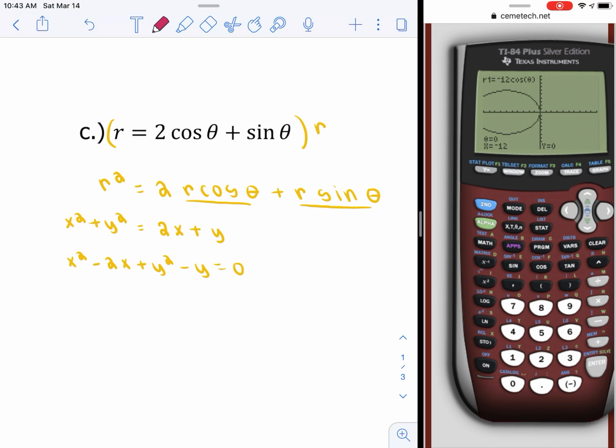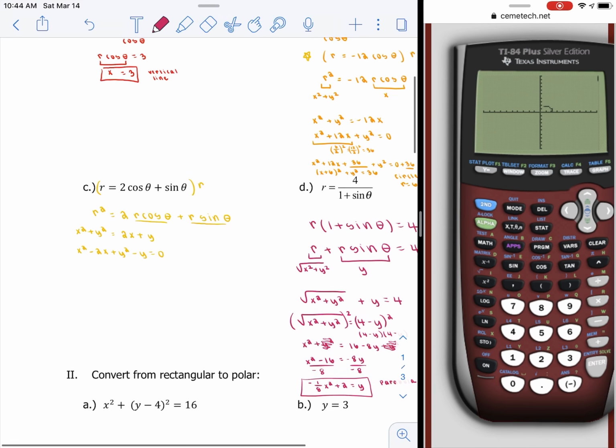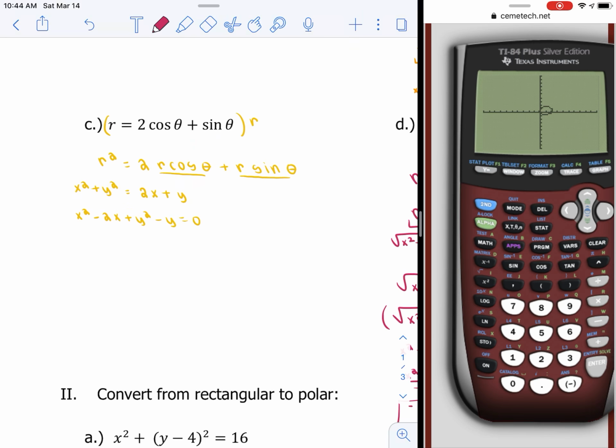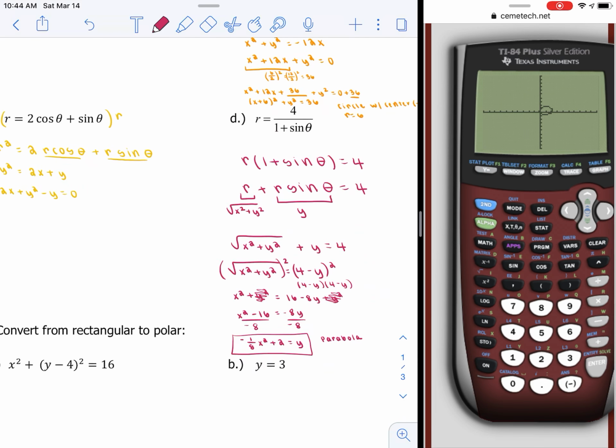For this equation as well, part C, go to y equals. You can clear out what's there. We can type in 2 cosine theta plus sine theta. Obviously this was something I had already spoken about, this being a circle, but you can see the creation of your circle that hopefully has the correct center point and radius that you had predicted after you completed the square. If you haven't done that yet, that is something that you will need to do.